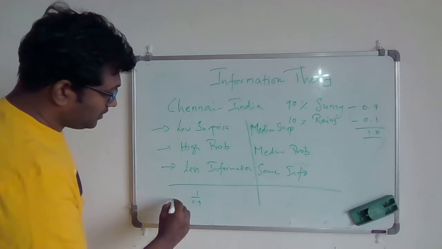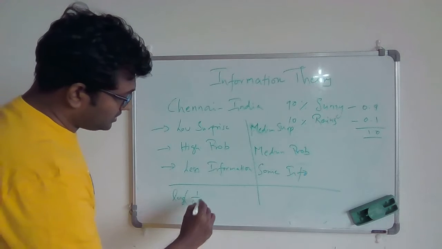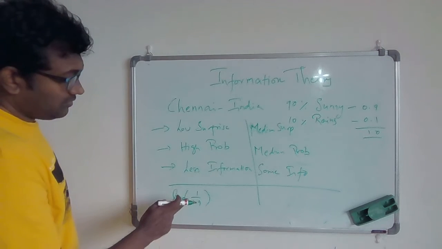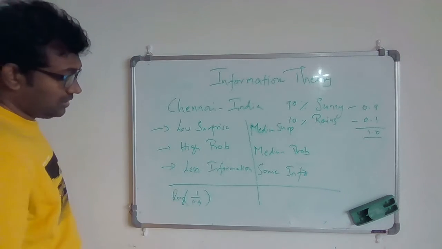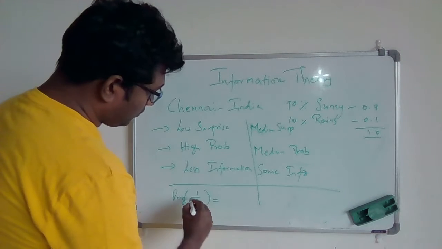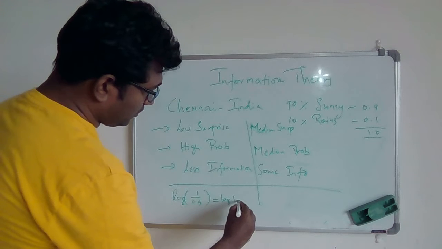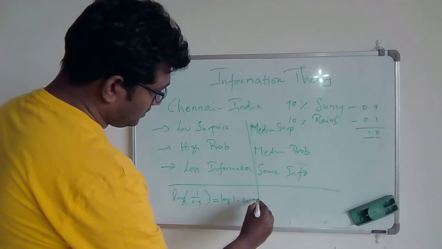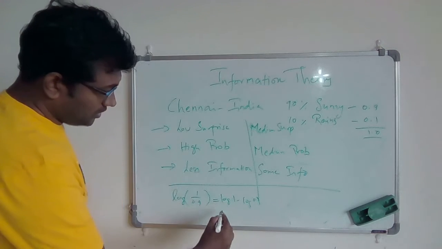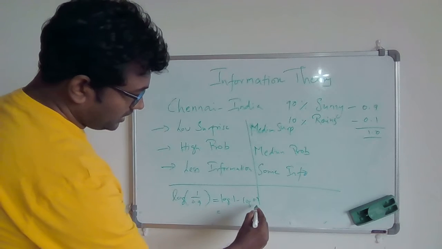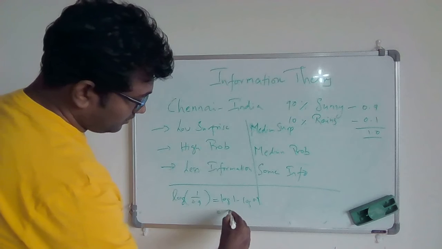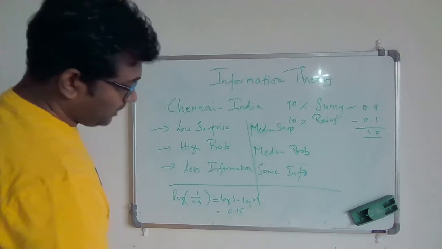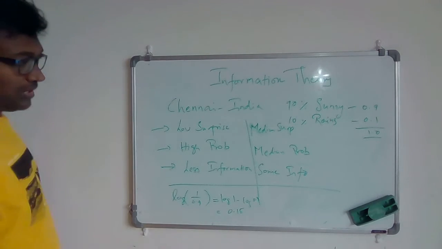So what we use is log probabilities. We convert that information into log of 1 by the probability of that happening. So it is log 1 minus log 0.9. Log 1 is 0, and log 0.9 I think is 0.15, so minus minus 0.15. So the information here is 0.15.